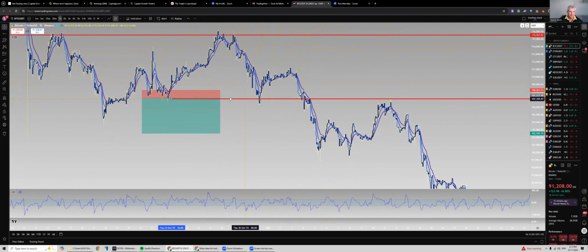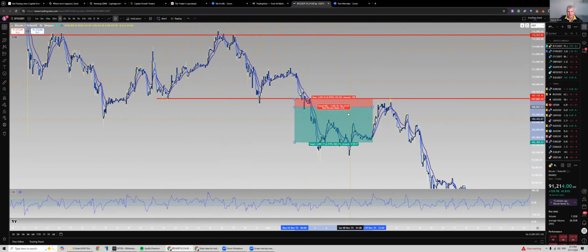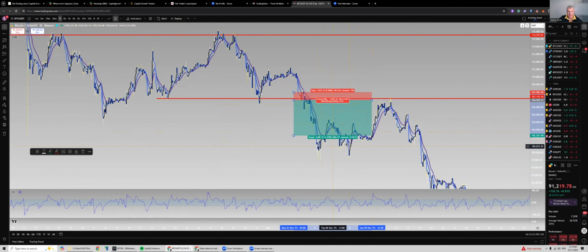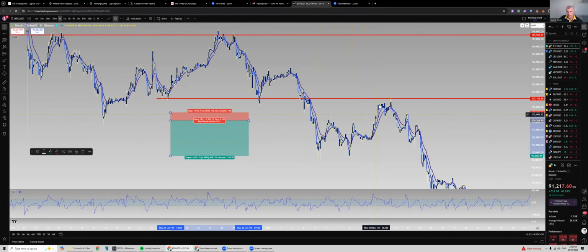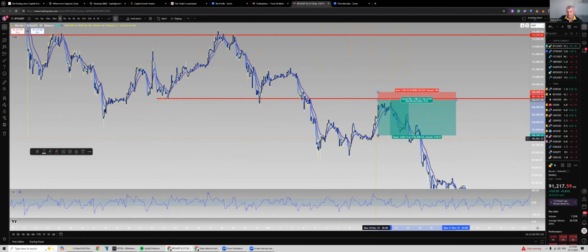Same thing here. Support turns into resistance, break, retest, shorts back down. Come back up here, wicks to the top side, short back down. So very simple, trading with the trend, identifying areas of value to trade out of, trying to take the highest point in a bearish market to short.